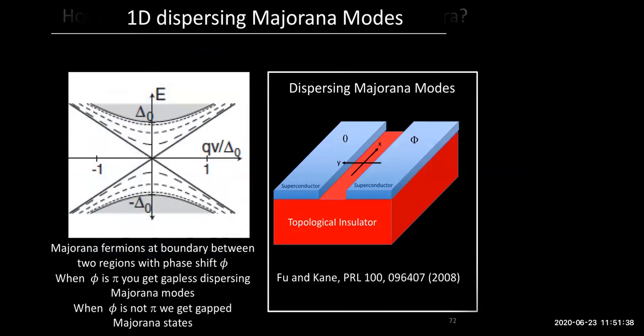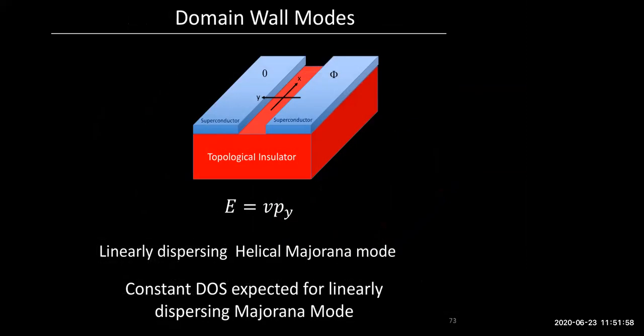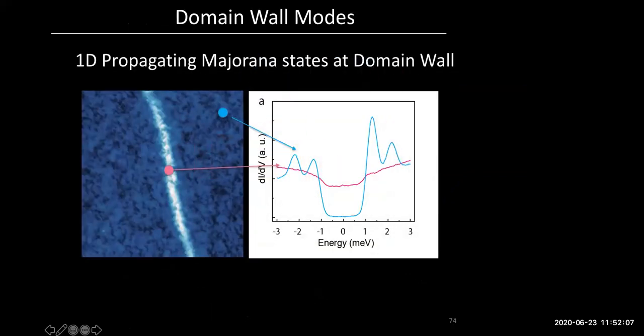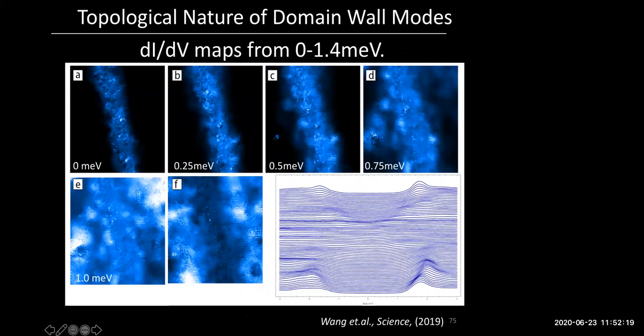And then you can ask the question, what do you really expect for this scenario if you had such a pi phase shift? Well, the answer is you expect a one-dimensional propagating Majorana fermion. And such a propagating Majorana fermion is expected to have linear dispersion. And so if you have linearly dispersing states inside a superconducting gap, what you really expect to see is constant density of states coming from these Majorana modes. And so that's exactly what we have. We have this constant density of states, which represents the linear dispersion of the propagating Majorana modes that live along this 1D channel.